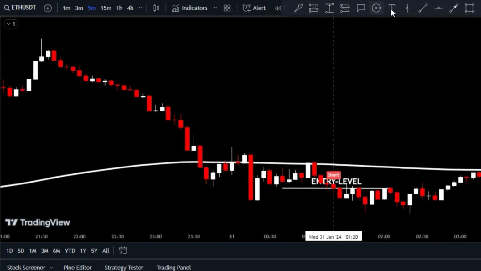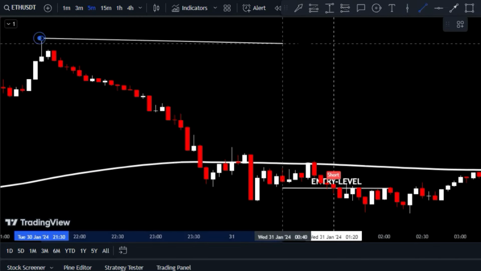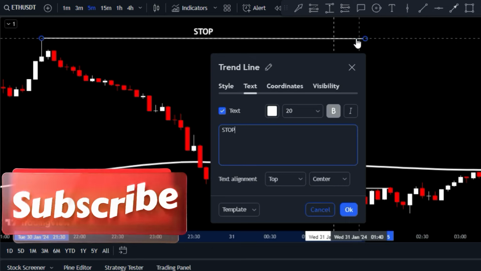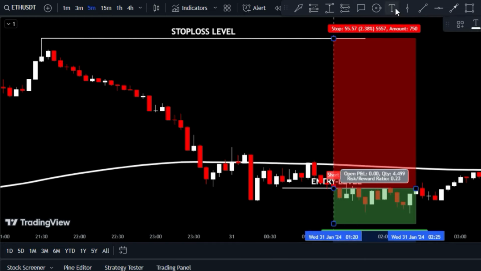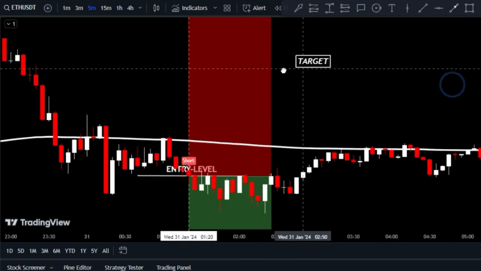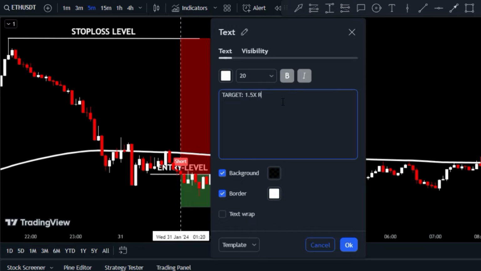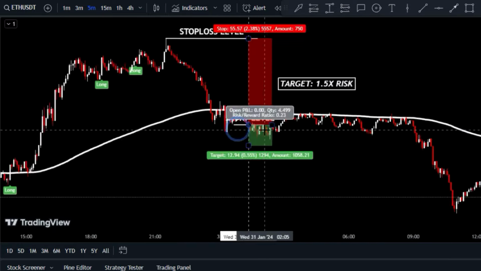For managing risk, position your stop loss above the recent swing high. Then aim for the risk-reward ratio of 1 to 1.5 for the optimal target for this strategy.